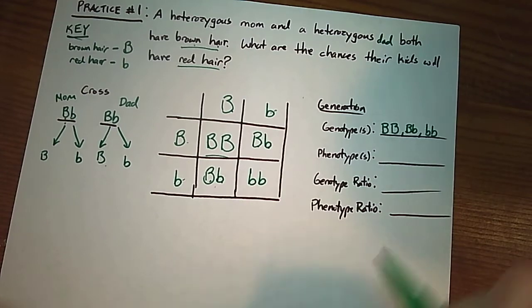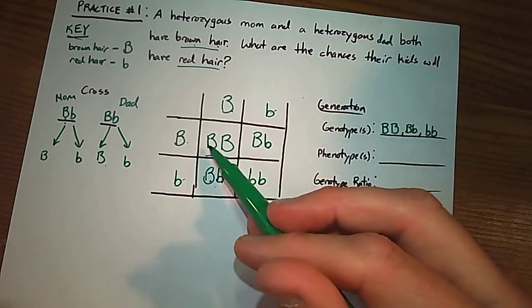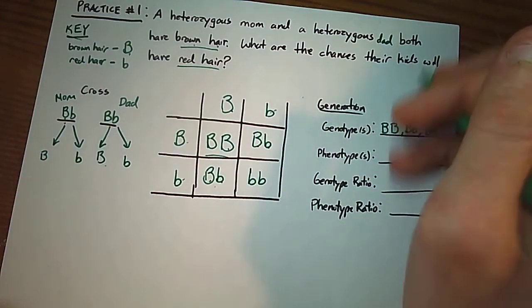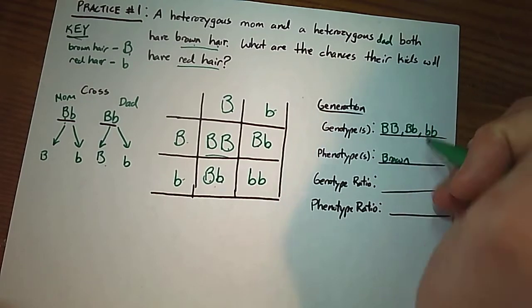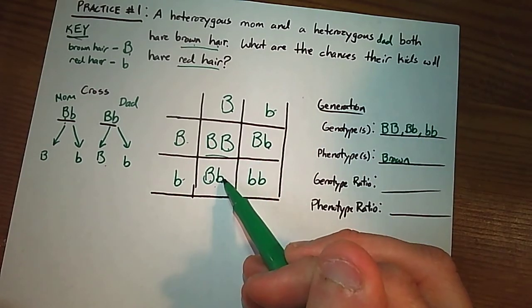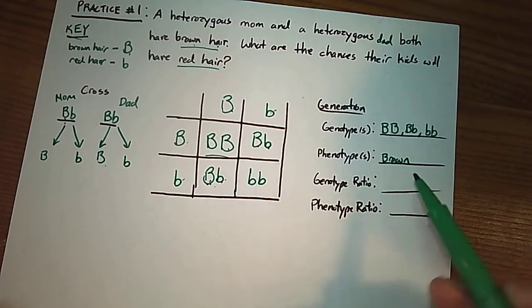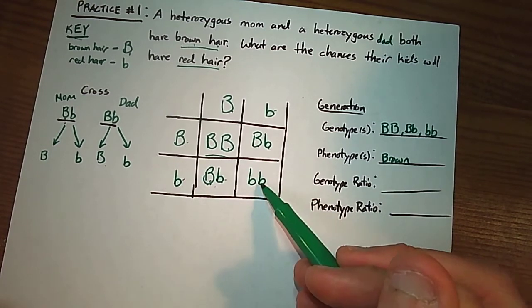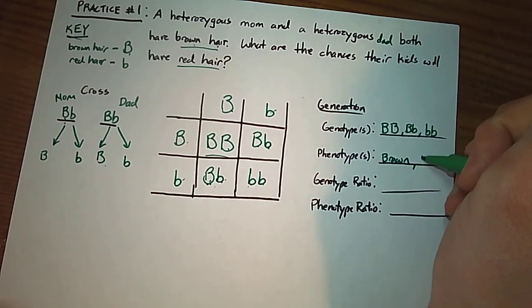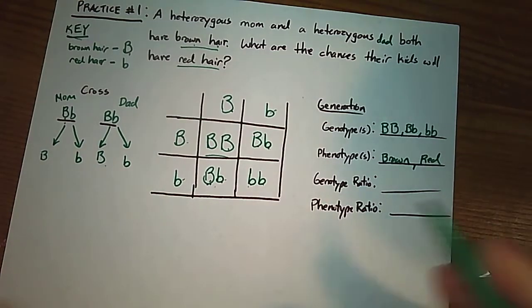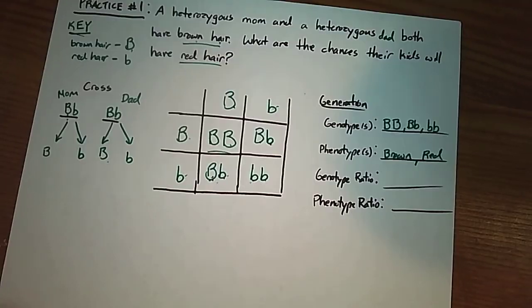So then what are my possible phenotypes? Well, if I have big B, the dominant allele, I'm going to have brown hair. Even if I have big B, little b, I'm heterozygous, since that's the dominant allele, I'm still going to have brown hair. But if I have two little b's, I would have red hair. So that is a possibility for their potential kids.